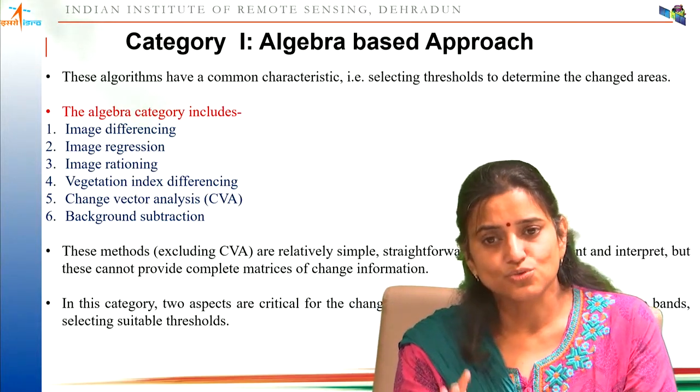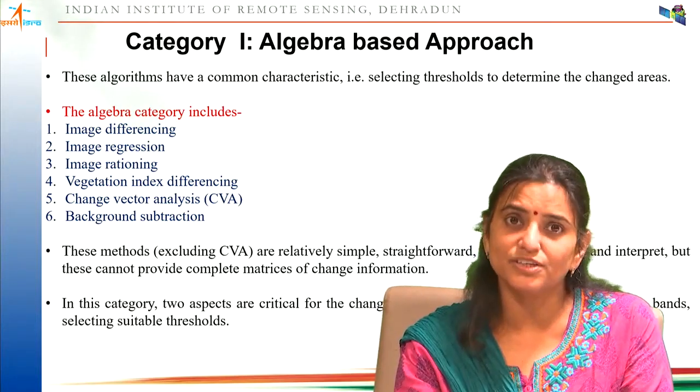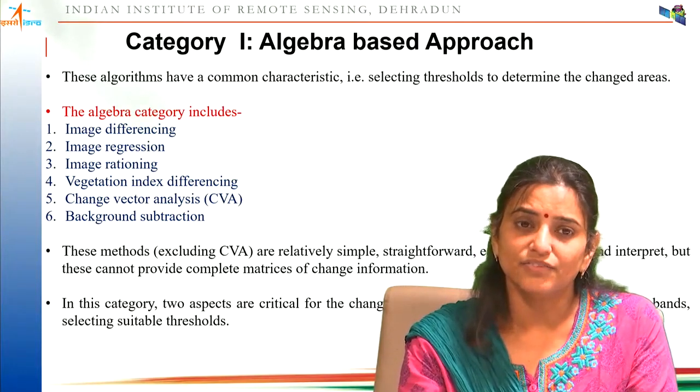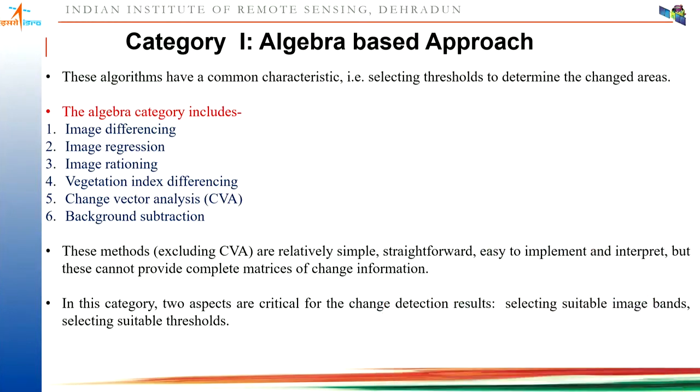So for a suitable band, we know that in our multispectral image we have multiple bands. We can create different ratio images also. Different types of ratios are available. Which particular ratio image or which particular band should I use for differencing? I cannot use everything. It has to be done on a band to band basis. Only one band can be used at one time. Secondly, what should be the threshold?